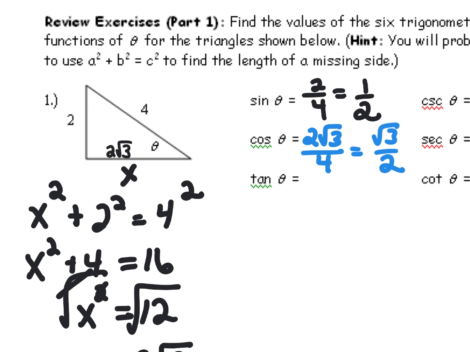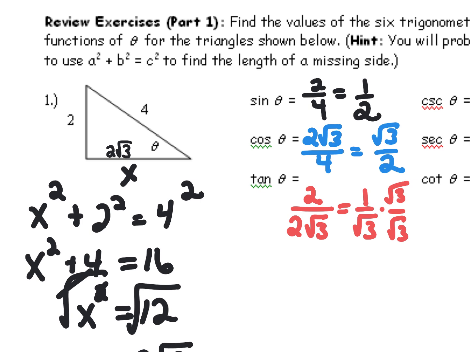Last but not least, tangent is defined as the opposite over the adjacent. So if I'm standing at theta, again, my opposite side was 2. My adjacent was 2 root 3. So I'll go ahead and write that as 2 over 2 root 3. The 2's cancel, and you have 1 over the square root of 3. But we don't really leave that as an answer. You can't have a square root in the bottom. So just reviewing with you, you would multiply the top and bottom by the square root of 3. So the answer to this one is the square root of 3 over 3.